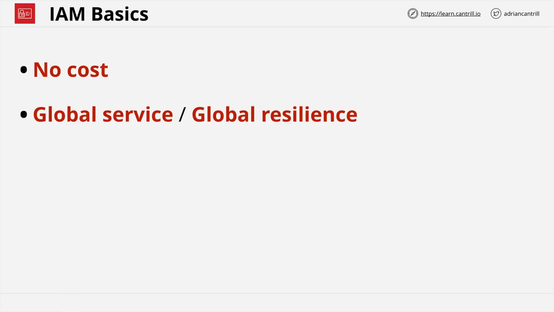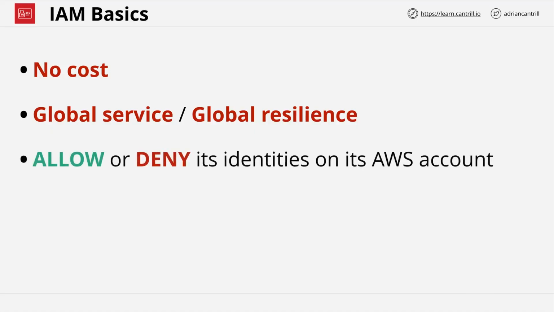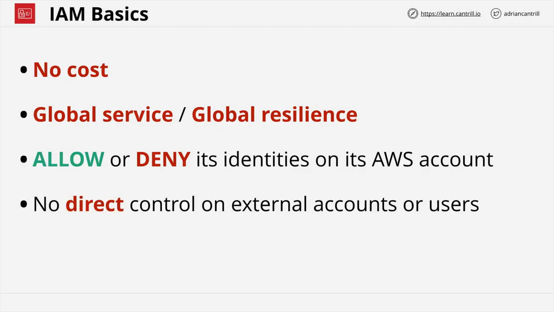IAM is a global service. It's got one global database for your account, and it's globally resilient, so it can cope with the failure of large sections of the AWS infrastructure. Now, IAM only controls what its identities can do, so IAM users or roles which you create in IAM. It allows or denies those identities to do things via policies. It doesn't allow direct control over external accounts or users, so you can't use IAM to control what an external user in an external account can do. IAM only controls local identities in your account.